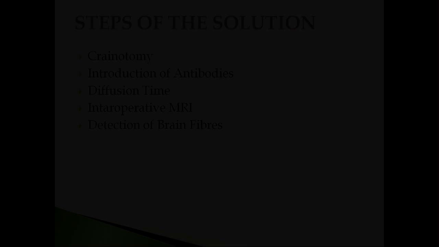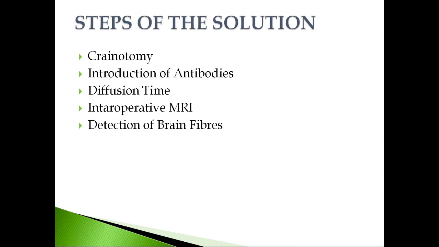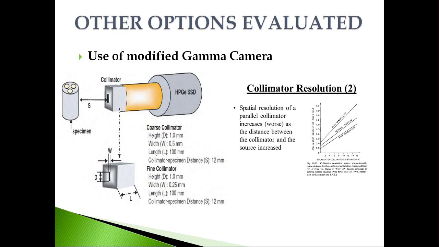So now let's talk about the steps of the solution. The steps include craniotomy and exposure of the site. First we expose the brain site, and then we introduce the antibodies, or pour the antibodies over the tumor margin. We allow the antibodies to diffuse into the neurons and get absorbed, so it constitutes the diffusion time. Then we do an MRI of the patient intraoperatively, and the MRI detects the signal and forms an image, and thus we detect the brain fibers.